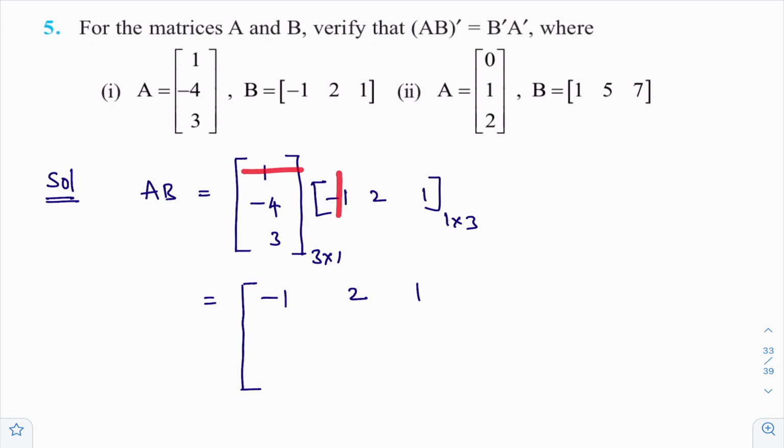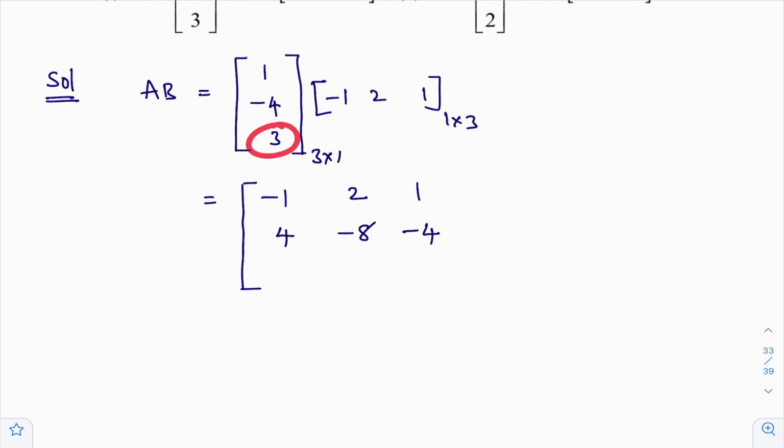First row, first column is over, second column is over, third column is over, right? Now, you take the second row, first column. Multiply these two things. What will you get? 4. Okay, now second row, second column, multiply these two. Minus 4 into 2 is what? Minus 8. Now minus 4 into 1, that is minus 4. Okay, now third row first column, 3 into minus 1, that is minus 3. Third row, second column, 3 into 2 is 6. Third row, third column, 3 into 1 is 3. So I calculated AB. Now we have AB as this matrix.